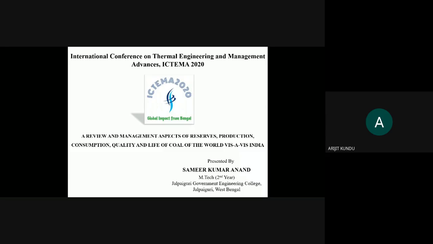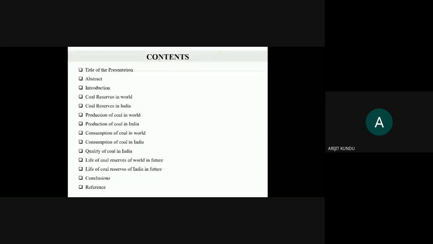This is Samir Kumar Anand, MTech second year student from Jalpaiguri Government Engineering College, Jalpaiguri. The title of my presentation is a review and management aspects of reserves, production, consumption, quality, and life of coal of the world vis-a-vis India. I have done this research under the guidance of Dr. Shopan Mitra sir, who is associate professor in Jalpaiguri Government Engineering College. Next slide. This is the content.